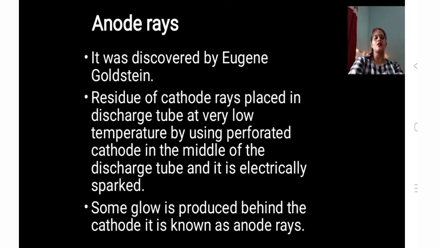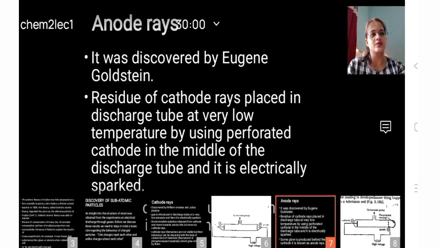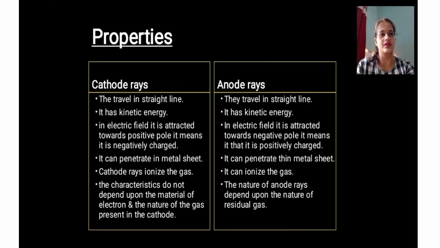So by that we proved that something is there. Not we, the scientist Eugene Goldstein proved that something is there, which is also known as anode rays, which have the opposite charge. Okay, so now let's learn the properties, which is the last thing of this whole lecture. This is the properties.